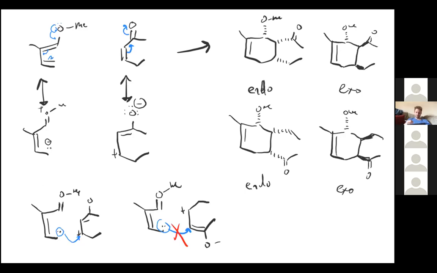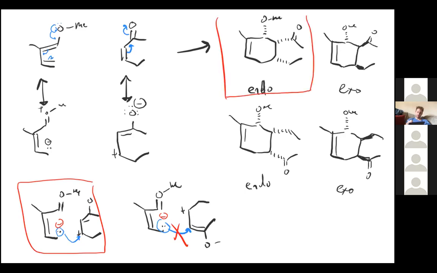That negative is still going to want to attack the positive instead of attacking the double bond there. So this one on the left is the one that's more likely to happen. And therefore, this one here is going to be our major product, as that's how it aligns.